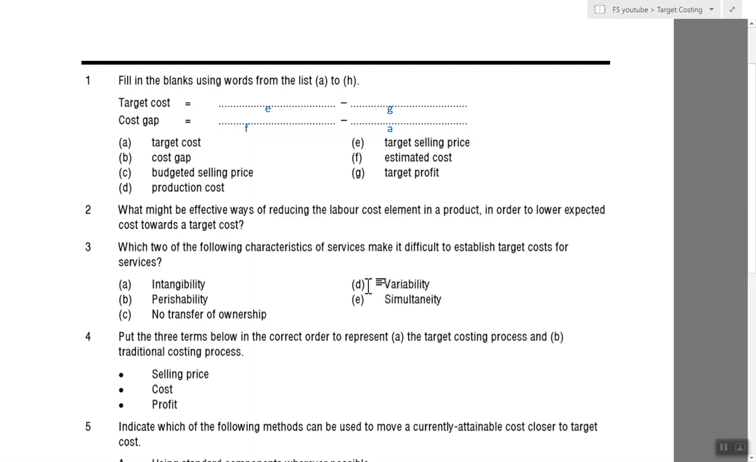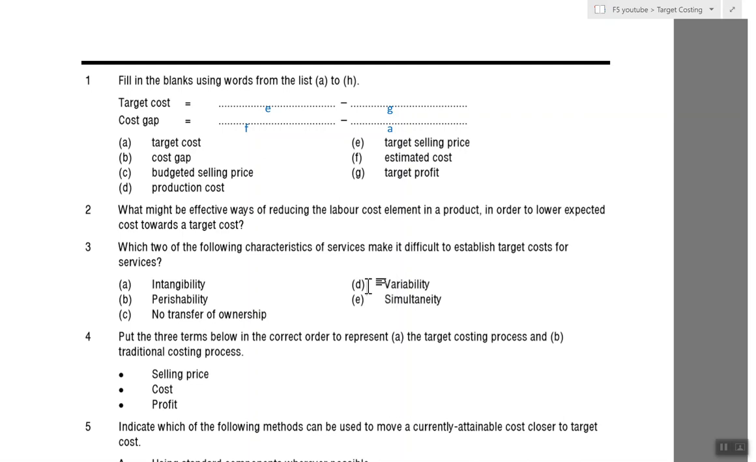What might be effective ways of reducing the labor cost element in a product in order to lower expected cost toward target costs? Reducing the labor cost could be done by training them in efficiency to use less time, by updating technology, for example. If the technology is updated, they will be working faster. For example, if you give a designer a computer that is not a high quality computer, it will take more time than if you give them a higher quality computer. And maybe using lower level or cheap grade labor. Remember, if it doesn't affect the quality.